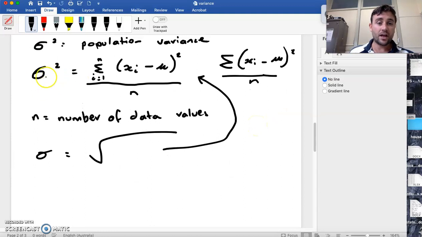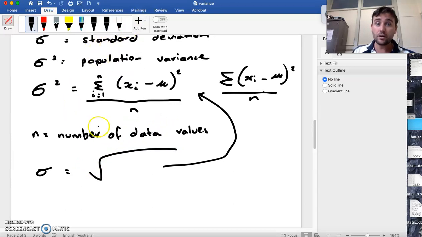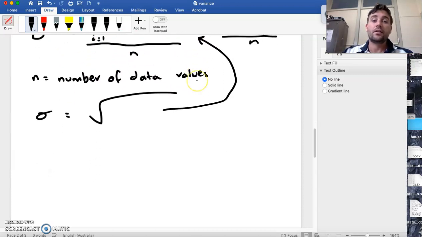The standard deviation is this. So the standard deviation is that, but it's square rooted. So anytime you need to work out the standard deviation of a population, we're using this. Now you've probably got some idea about how to then do the sample.